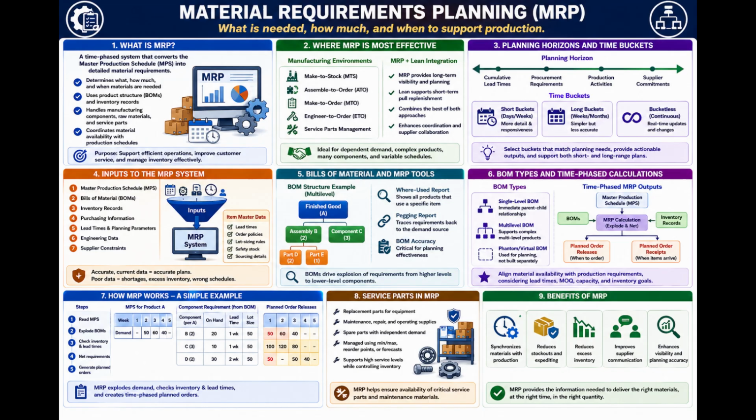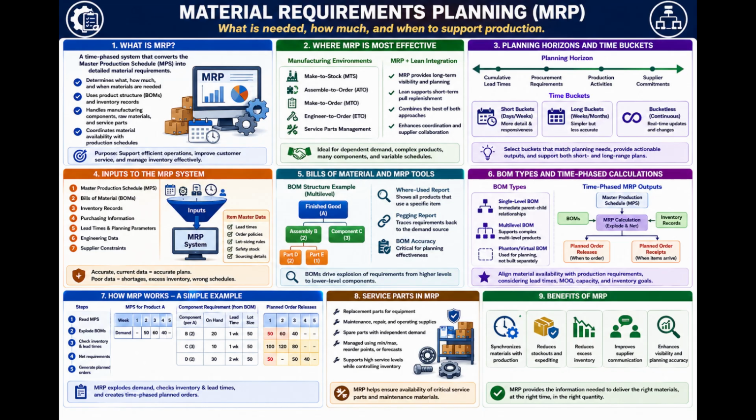The quality of MRP outputs depends heavily on the accuracy of its inputs and supporting data sources. Three primary inputs drive the MRP process: the Master Production Schedule, bills of material (BOMs), and inventory records. Additional inputs include purchasing information, lead times, planning parameters, engineering data, and supplier constraints.